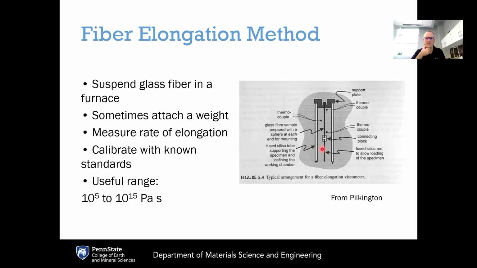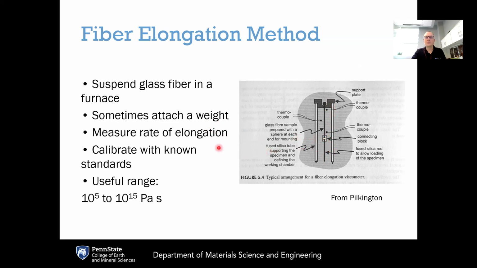Now, the next method that we'll cover is fiber elongation. Fiber elongation can give you quantitative results, but not quite as accurate as the other techniques that we're going to discuss. Basically, the fiber elongation method consists of suspending a glass fiber in a furnace. This furnace is set at a particular temperature. And the fiber will either elongate under its own weight in response to gravity, or if the temperatures are lower, you can also attach a weight to the end of the fiber to help it elongate.